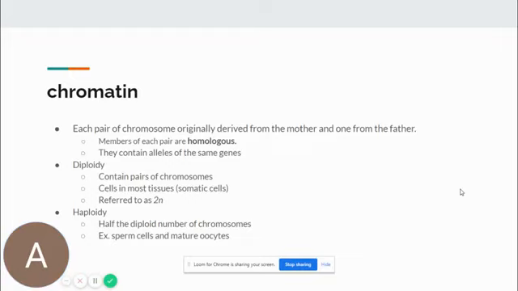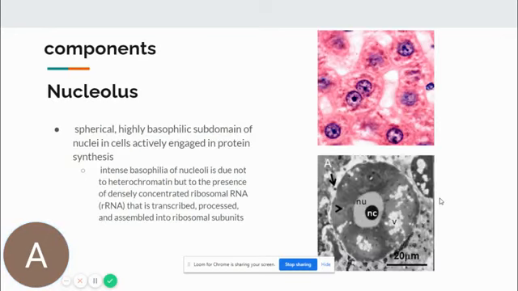Haploid is half the diploid number of chromosomes. For example, sperm cells and mature oocytes are our gametes, our reproductive cells. They contain half the genetic material because, upon fertilization, half of the genetic material comes from the father and half comes from the mother. That's why in sex cells or reproductive cells, they are haploid. But normally, we are diploid, so we have two sets of each chromosome.